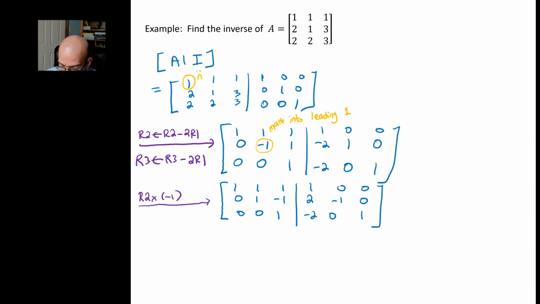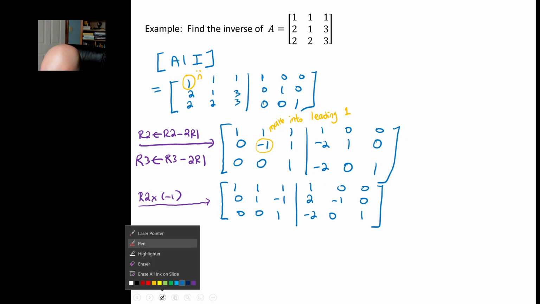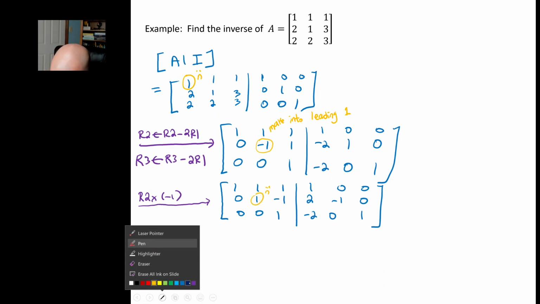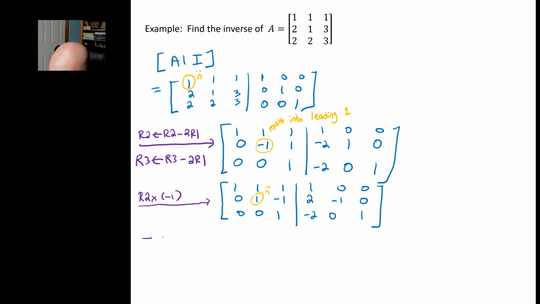Okay. Now I have a leading 1 in the middle, but it isn't happy yet. It's almost happy. I got to 0 out the number above it. I'm going to subtract. So I'm going to replace row 1 by row 1 minus row 2, making sure we do the same thing on both sides.